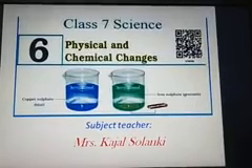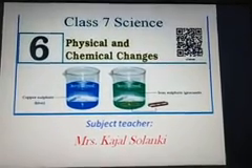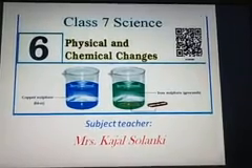In chapter 6, physical and chemical changes, continuing with the topic chemical change, today we are going to start with the next activity, that is change in color when copper sulfate reacts with iron, and vinegar and baking soda. So let's have a look. Yes children, let's start with activity 6.7.